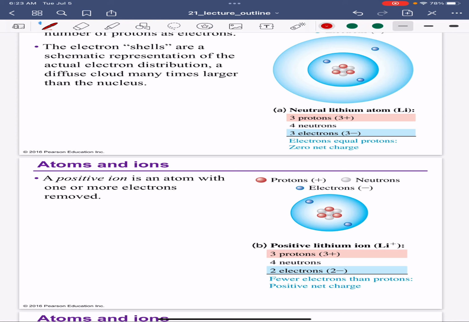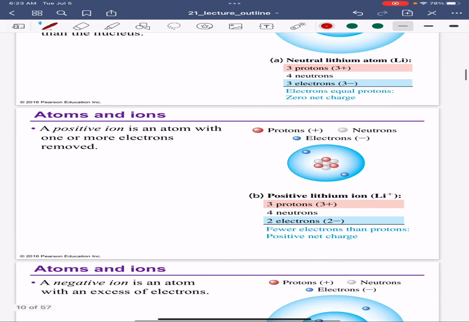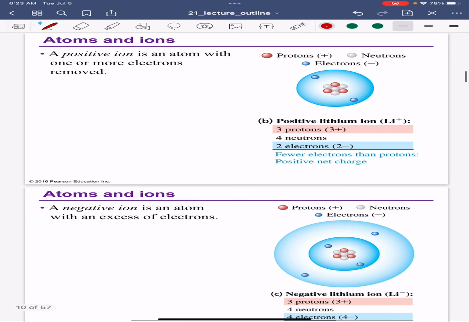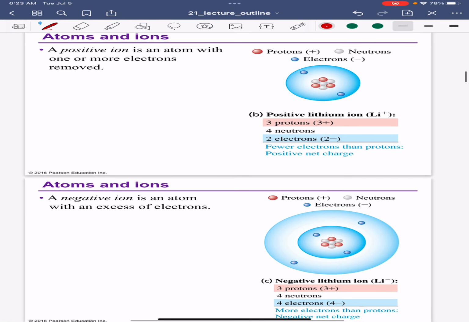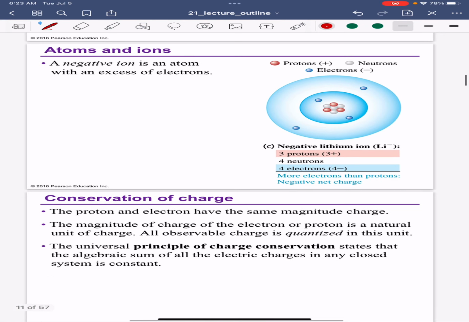I can say that mostly I will have the positive ions forming from the first, let's say, three groups of the periodic table. On the other hand, the negative ion is an atom with an excess of electrons, so it did gain one electron or more.